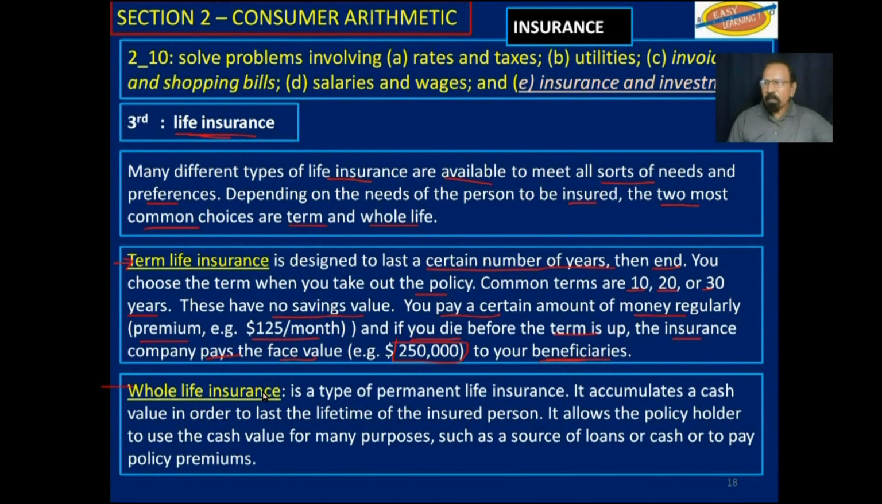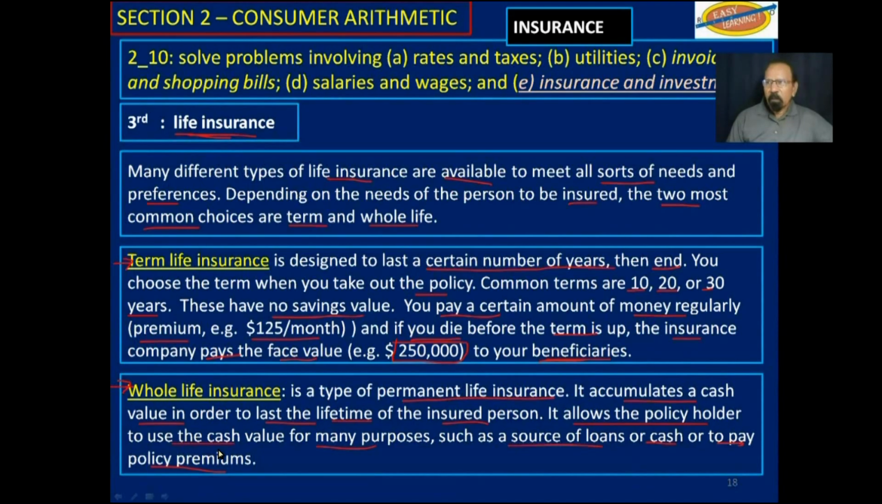Whole life, on the other hand, is a type of permanent life insurance. It's not for a term. It accumulates a cash value in order to last the lifetime of the insured person. It allows the policyholder to use the cash value for many purposes, such as a source of loans or cash, or to pay policy premiums.